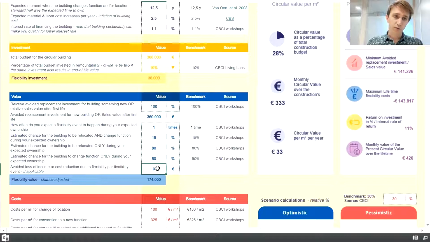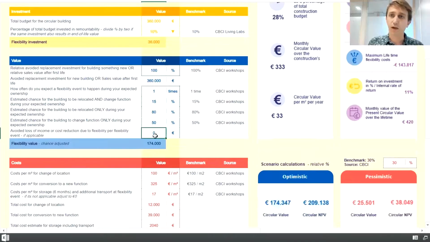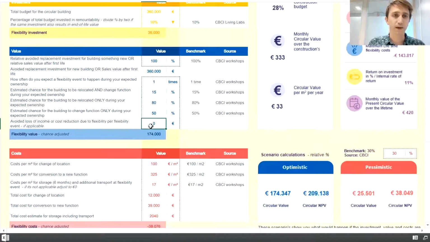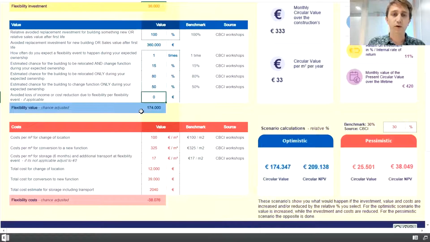Then here you can also fill in an avoided loss of income. So an example here would be, since it's easier to move the building to another place than building something new, you will lose less time in rent. So here you can add in costs that you would usually have by doing it another way, that are avoided by making a building remountable, because that will add to the value. So in this case, the value will be 174,000 euros.